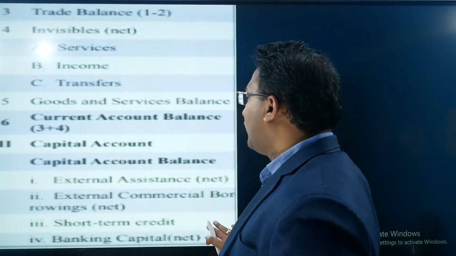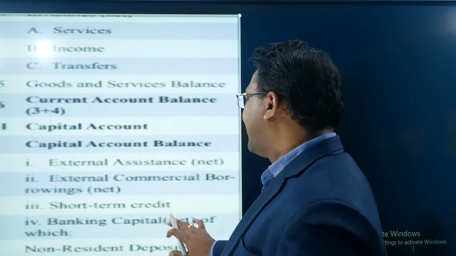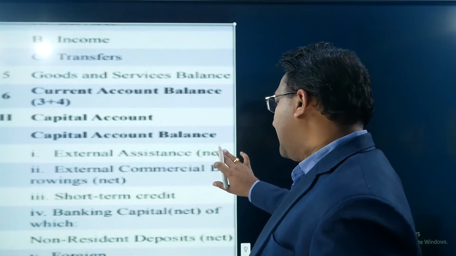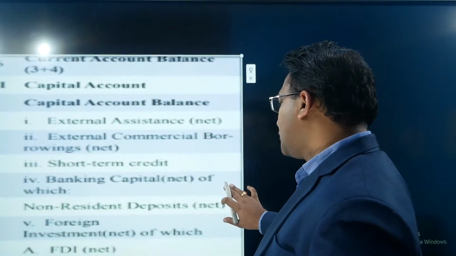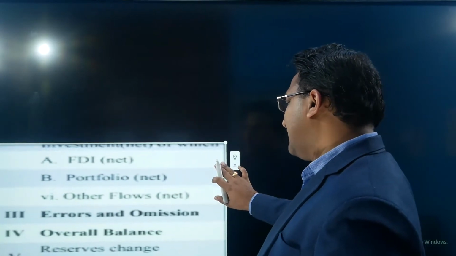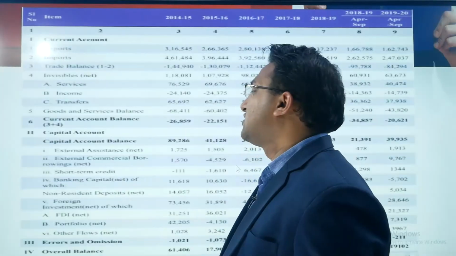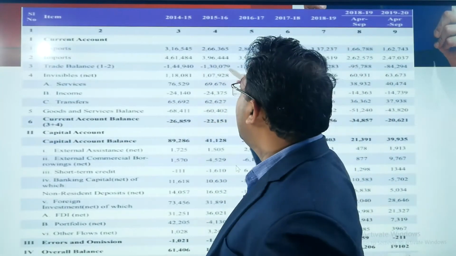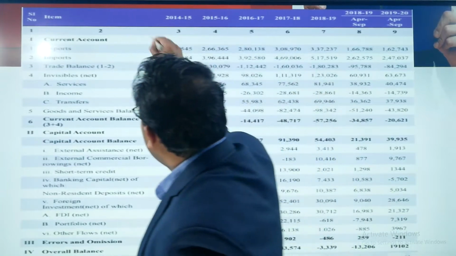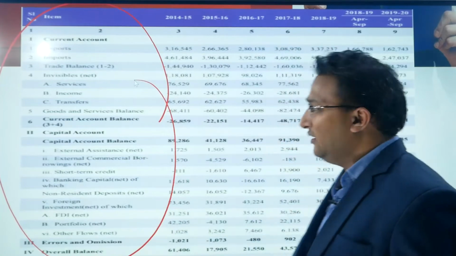Then inside the capital account we have external assistance, external commercial borrowings, short-term credit, banking capital, and non-resident deposits, foreign investment, FDI, portfolio, other flows, errors and omissions, overall balance, and finally the reserve change, increase or decrease. So in the latest economic survey this format has been there, and this is what we have been studying so far. This format is basically coming from the Economic Survey 2019-20, and this is the format that we are discussing right now.